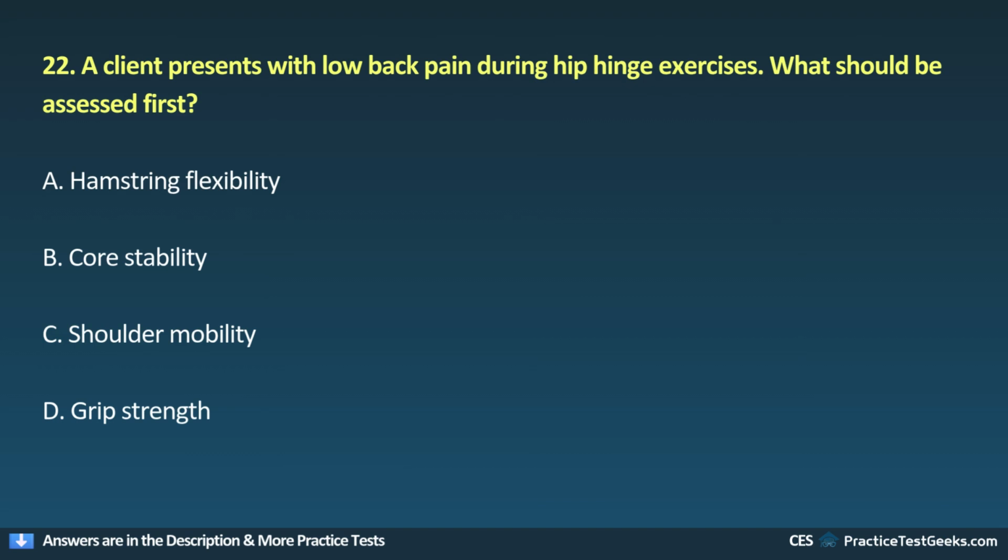22. A client presents with low back pain during hip hinge exercises. What should be assessed first? A. Hamstring flexibility. B. Core stability. C. Shoulder mobility. D. Grip strength.